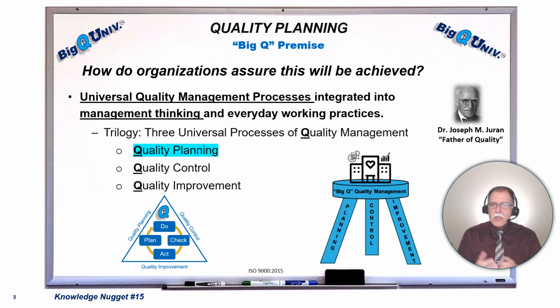And if you recall, I talked about these three universal processes like this three-legged stool over here, where each leg of the stool was one of the three processes: planning, control, and improvement. And the strength of this stool holding up the Big Q quality management efforts in an organization is only as strong as the weakest leg. And in many organizations, I have found over the years that that weakest leg is quality planning. So this is what we're going to discuss in the remaining part of this knowledge nugget.